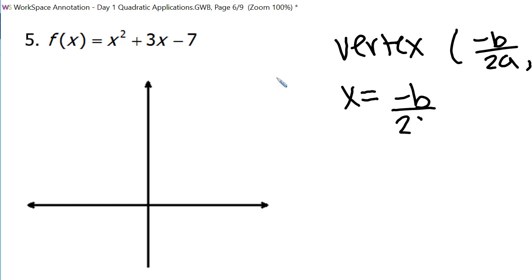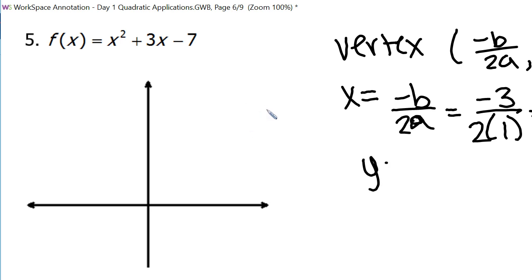So what do I put for negative b? Yes, negative 3. And this would be 2 times 1, which would be negative 3/2. And for graphing purposes, change this to a decimal, so this would be negative 1.5. And once you have x, substitute it into the equation to find the y value.